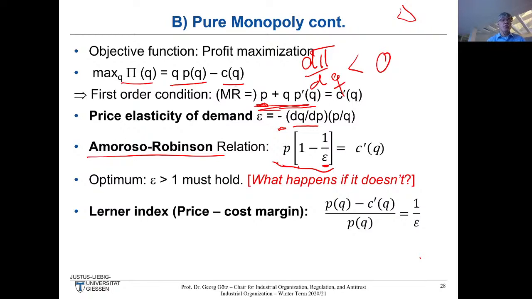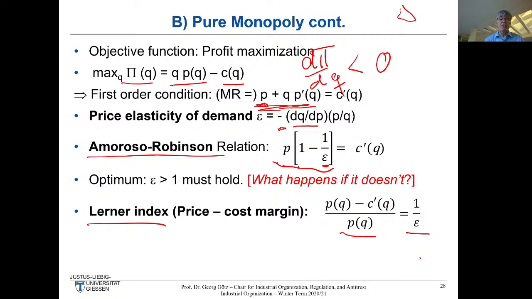What we also use very often are measures of market power, like the Lerner index. The Lerner index gives you the so-called price cost margin. You see here in the numerator, it's just operating profit per unit. In the denominator, you normalize by price, and this is exactly equal to 1 over epsilon. So that's rather interesting, because the inverse of the price elasticity gives you the market power a monopolist has. And you see directly that this market power crucially depends on demand elasticity.